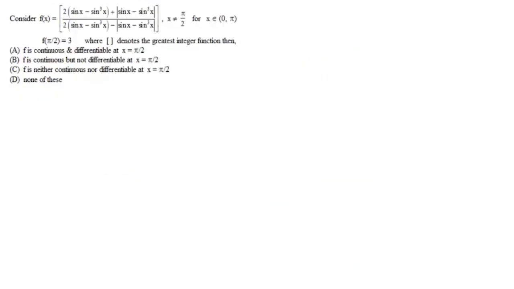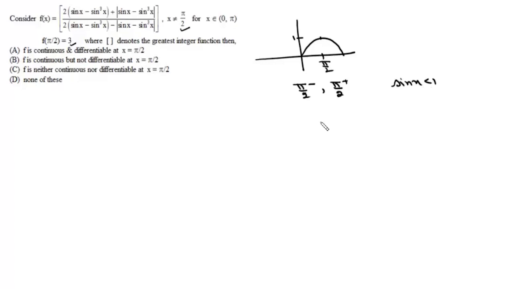Now here the question is, we are given this function f(x), which has this definition when x is not equal to pi by 2, and f(pi by 2) is 3, then we need to find whether f is continuous or differentiable at pi by 2. Now we know that at pi by 2, the value of sin x is 1, but at both pi by 2 negative and pi by 2 positive, sin x is less than 1. And if sin x is less than 1, then sin x will be greater than sin cube x. So for this function, in both left hand and right hand neighborhood of pi by 2, sin x is greater than sin cube x, and therefore mod of sin x minus sin cube x will be equal to sin x minus sin cube x.